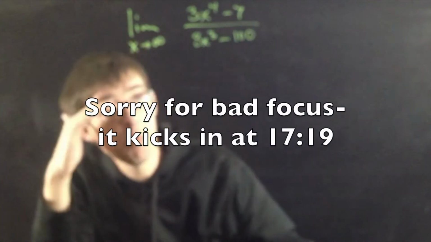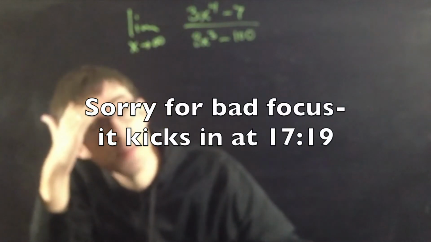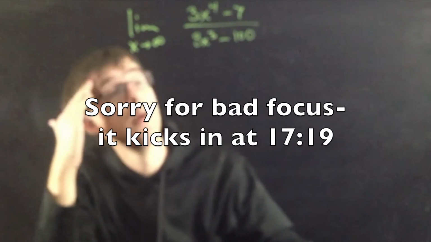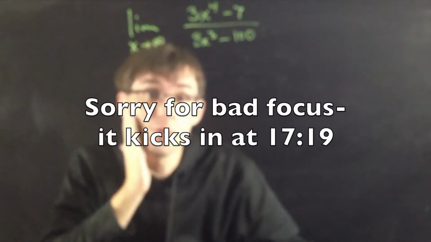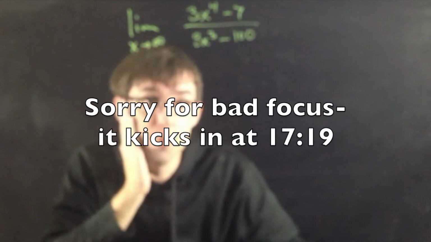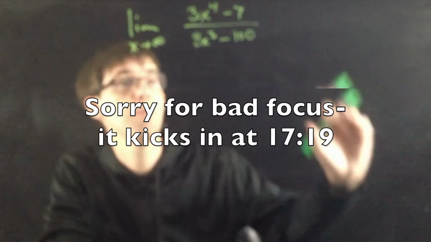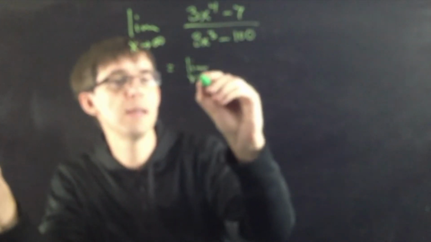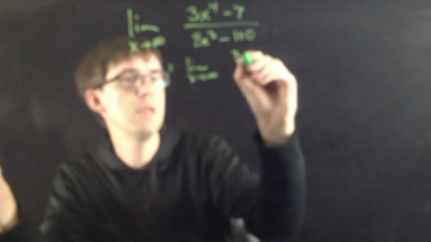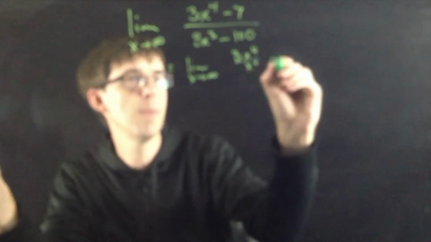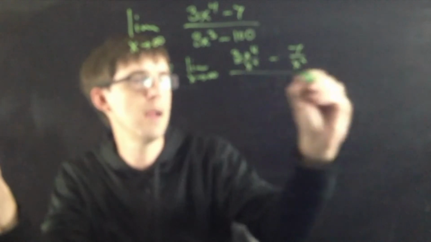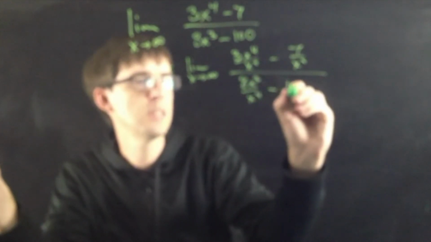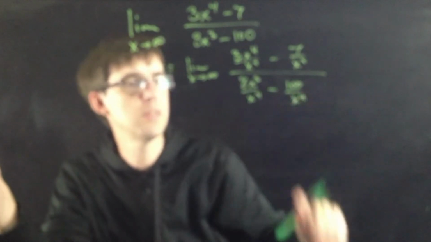All right, here's an example where the degree on the top is bigger than the degree on the bottom. Let's see what happens in such a case. Again, your strategy is simply to divide through by the highest power of x that you see anywhere, which in this case would be x to the 4. So let's divide everything through by x to the 4. I get 3x to the 4 over x to the 4 minus 7 over x to the 4, divided by 8x cubed over x to the 4 minus 100 over x to the 4.